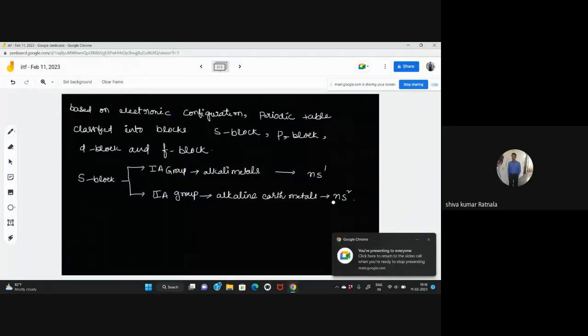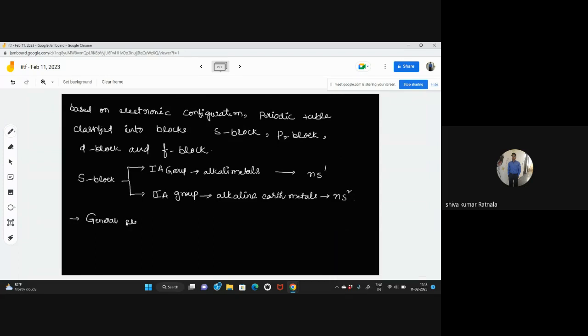Okay, students, so from this, what can we write? The general electronic configuration is ns1 to 2, because the s orbital can be filled with either one electron or two electrons. Now coming to the p block.